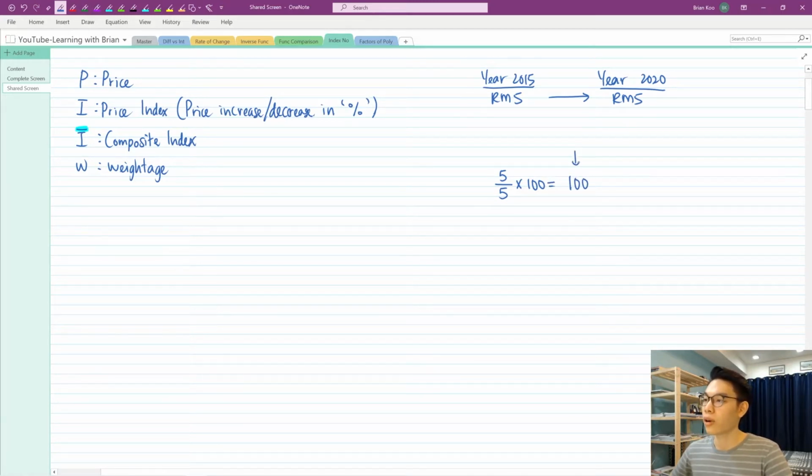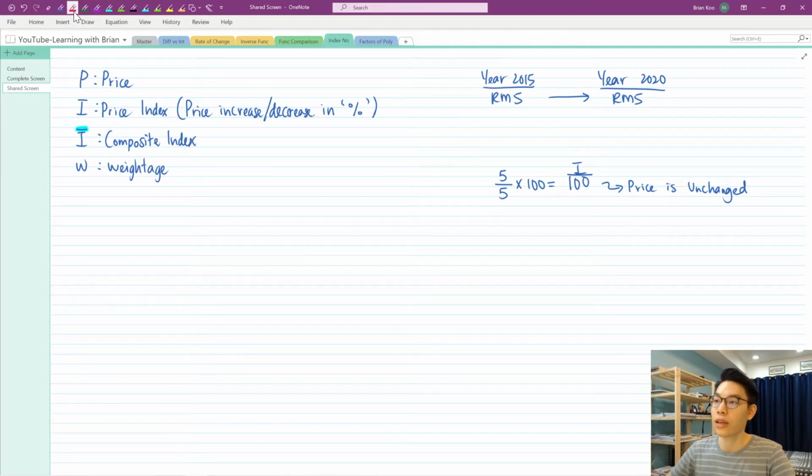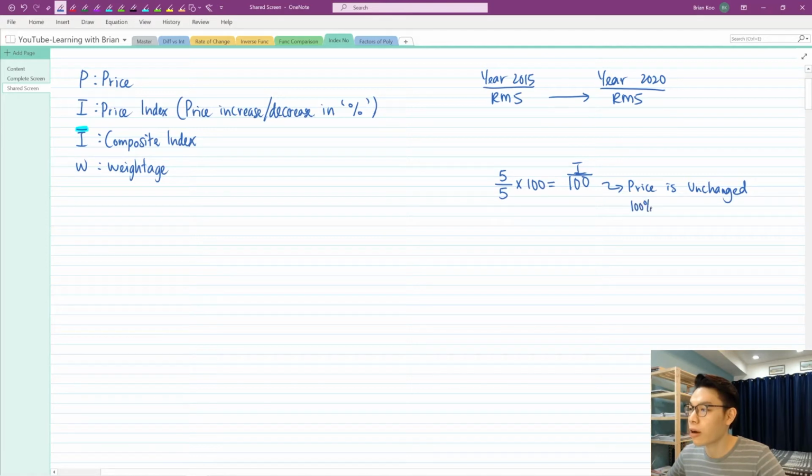So these are all your price index. This one is your price index. What this means is the price did not change. If it stays at 100, it doesn't change. Or you can say that it is 100% of the original RM5. In year 2020, it is still at 100% of the original RM5. I give you another one.